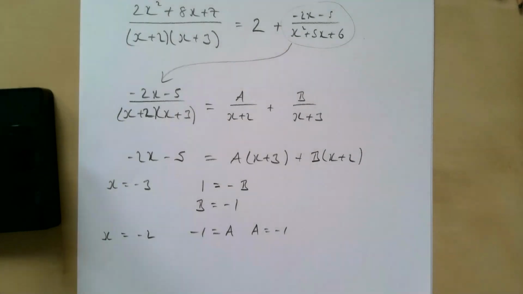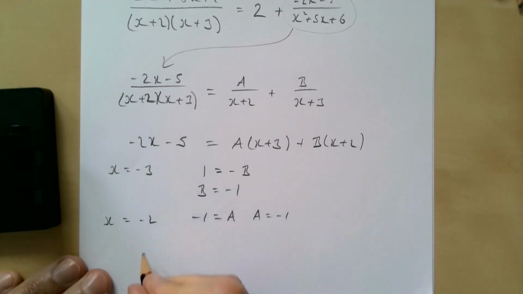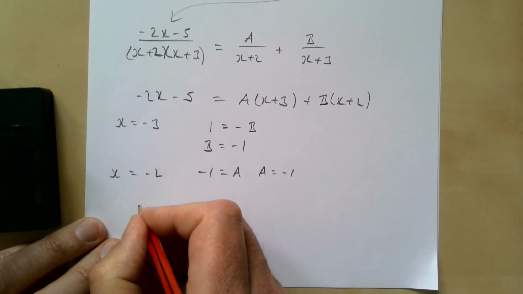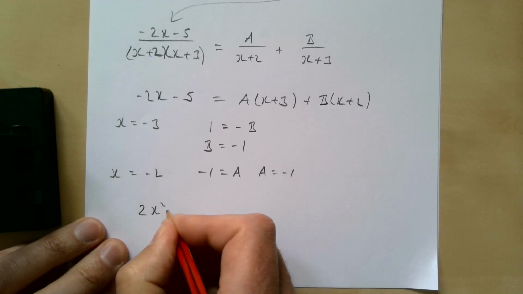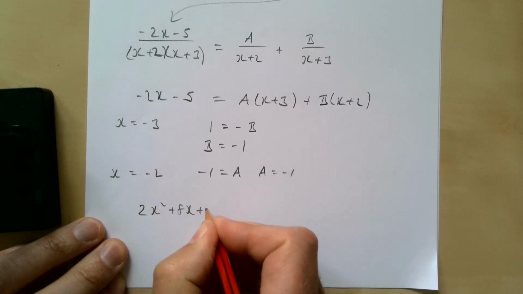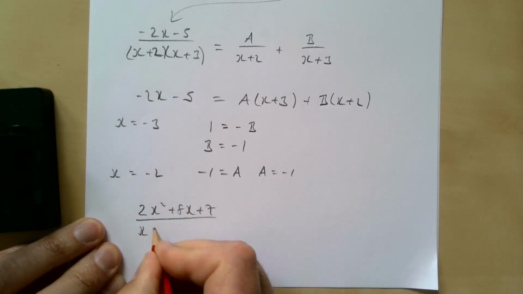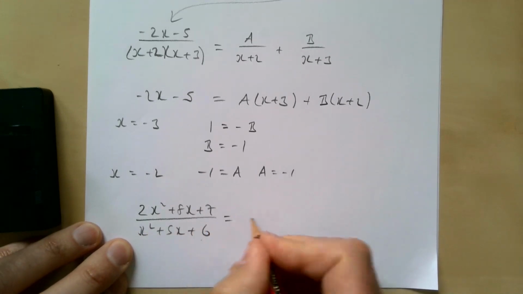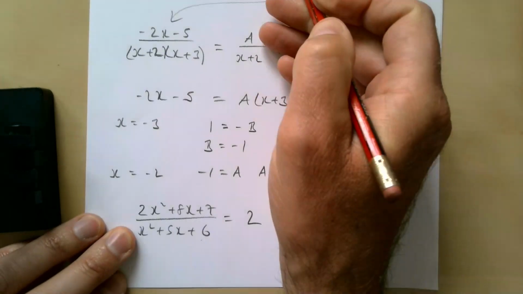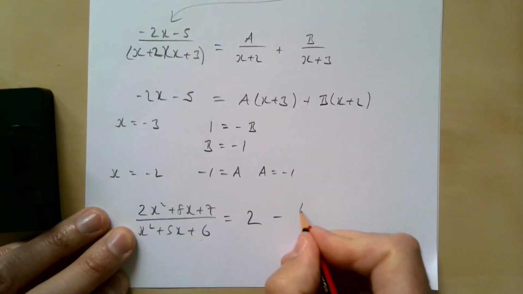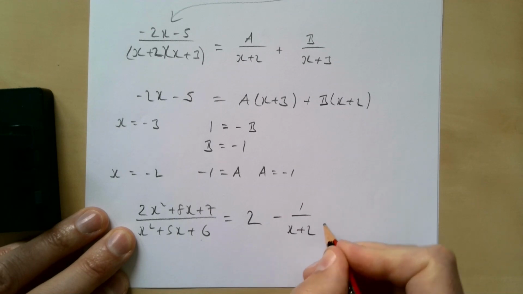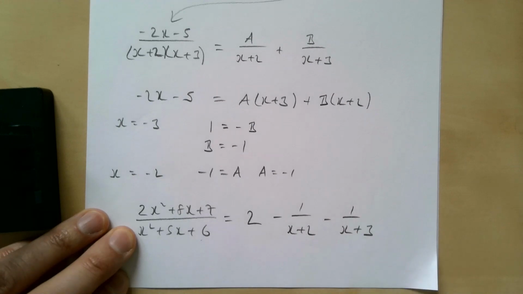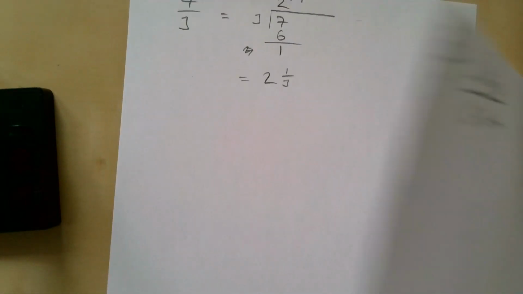So how can I rewrite my final line then? I can just fit it in here at the bottom. So what was my question? My question was 2x squared plus 8x plus 7 over x squared plus 5x plus 6 split up into its partial fractions is equal to 2, because that was the wee bit from up above, minus 1 over x plus 2 minus 1 over x plus 3. Let's take a look at our other example.